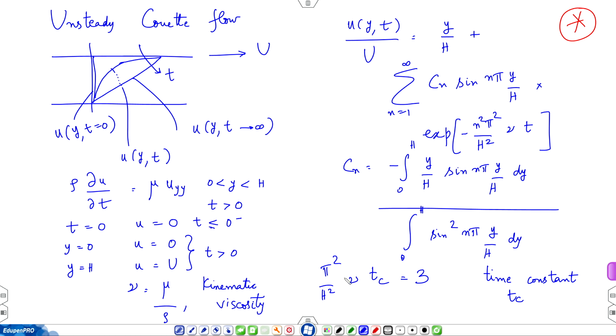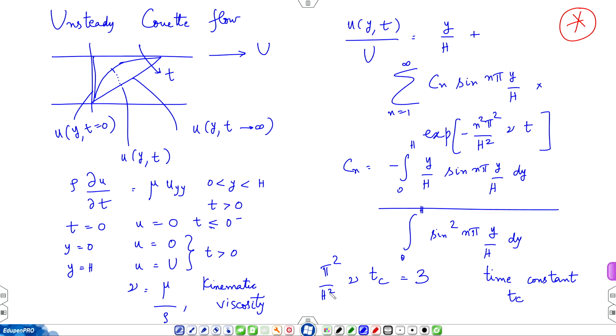So, you can see that if nu is large, it takes less time to reach steady state. Similarly, if h is small, it takes less time to reach steady state. If h is small, the plates are very closely spaced, practically immediately you will get steady state, and that steady solution will prevail. If h is large, you have to wait for some time for steady state to be achieved.